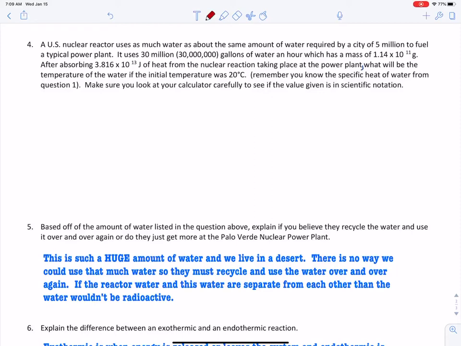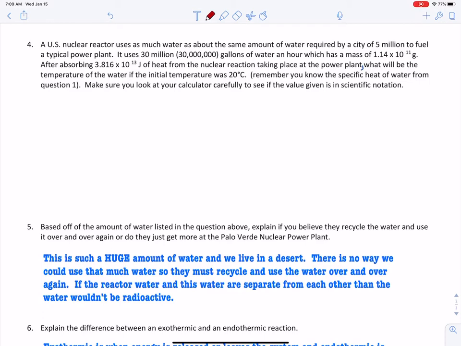We're going to take a look at number 4. It is crazy to think that a nuclear reactor uses as much water as 5 million people use, and they use that in about an hour. So that's kind of a tall order for us living in a desert. They must do something with that water. But anyways, let's look, when that nuclear reaction takes place, how much energy and how hot will the water get?